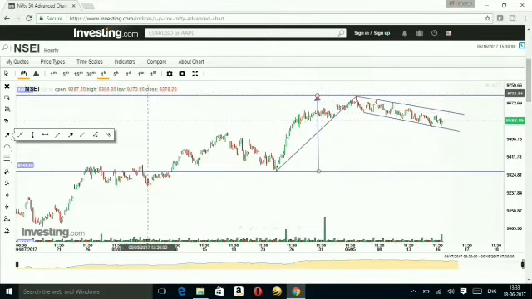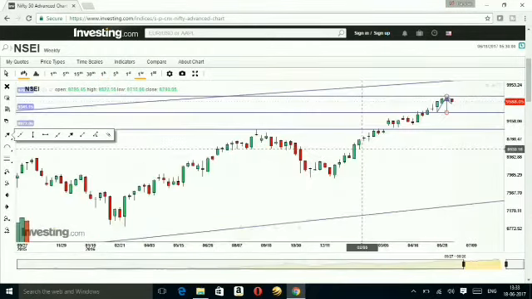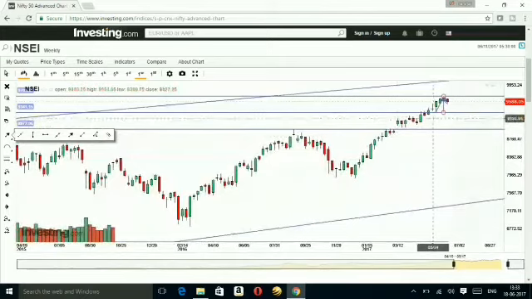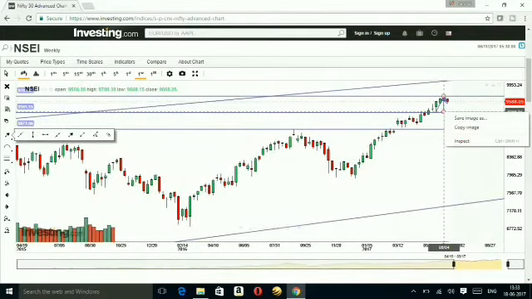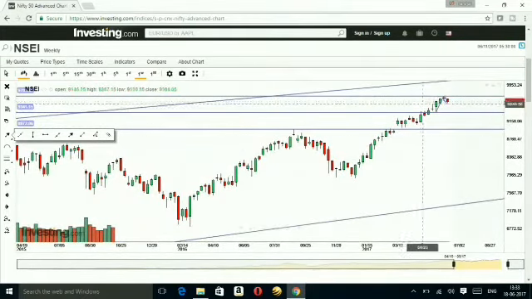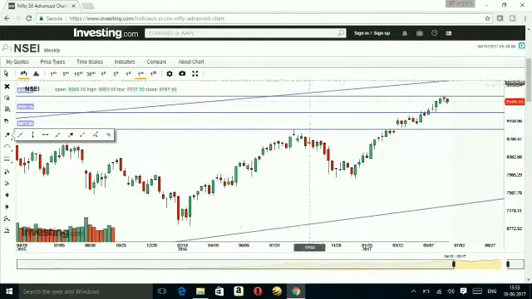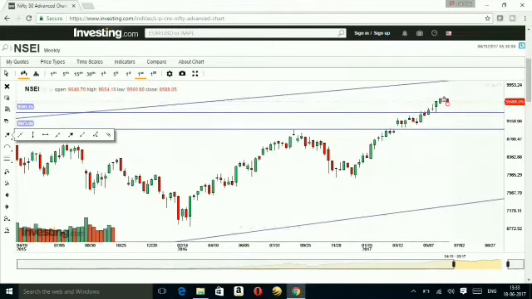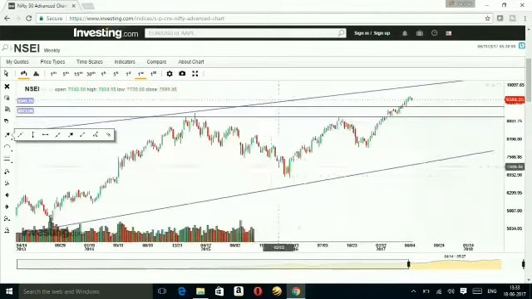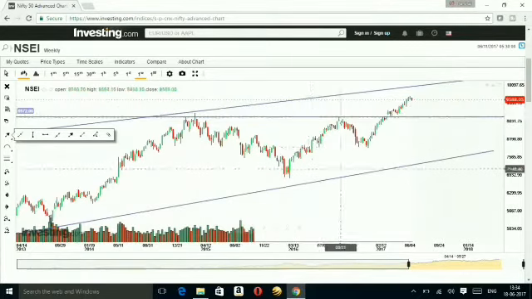Also, on the other side, I had shared one other video on Nifty wherein it was giving me a target of 10,000, which is coinciding with this pole and flag pattern. So it gives you another confirmation that Nifty is still in an uptrend, and we are still good to go long in Nifty. So let's try to analyze Nifty.